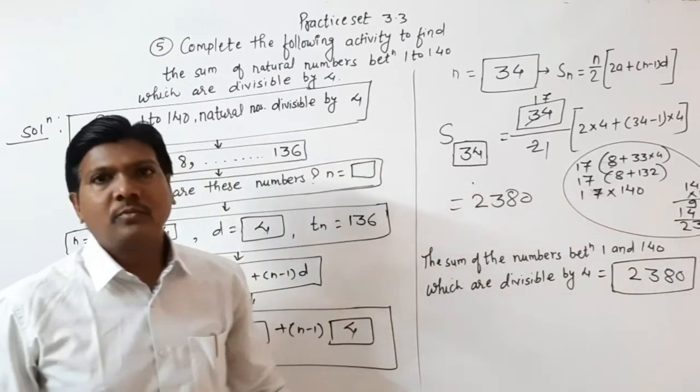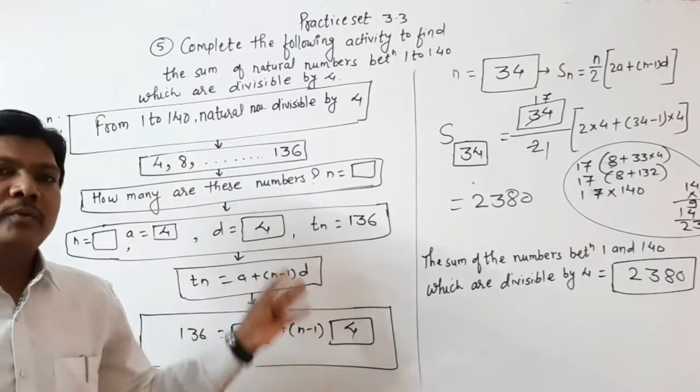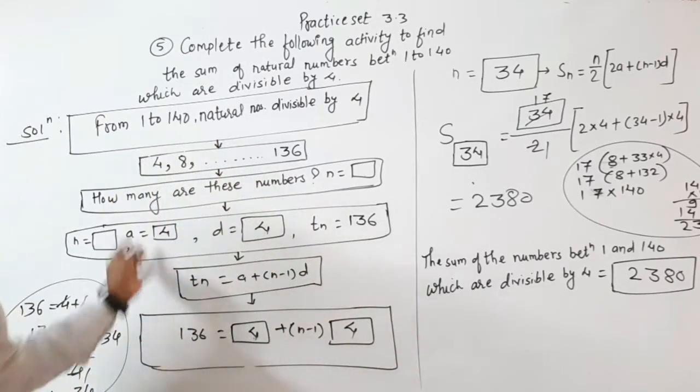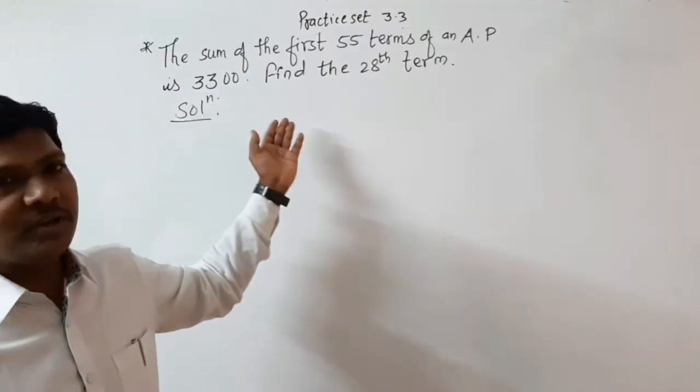2380 in this box. Then see the example carefully and make a note and revise one or two times, or see all the examples. Let's see the next example.